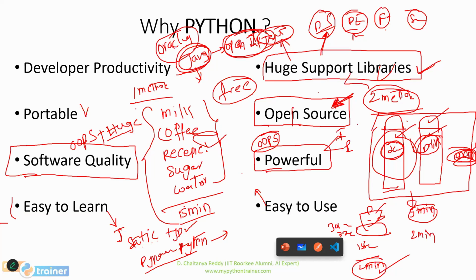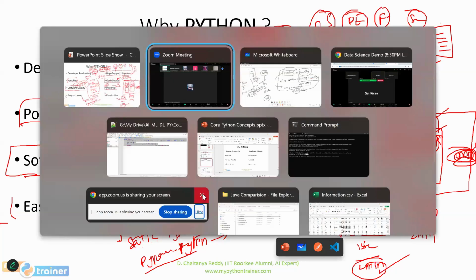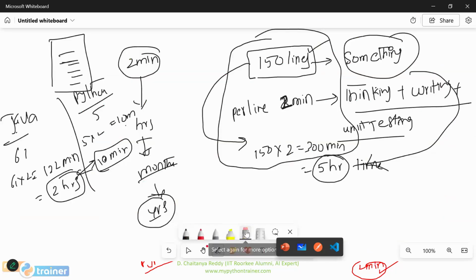The quality of the software will become very good if you are building it in Python. Portable means, for example, I write a code in Python. Okay. So let me just take a small example here. I write a code in Python.